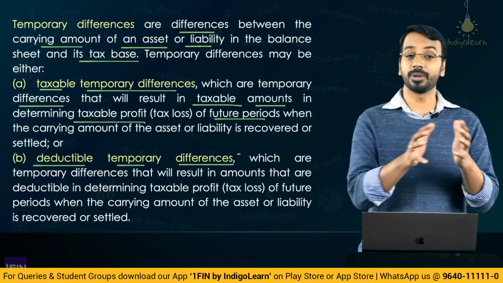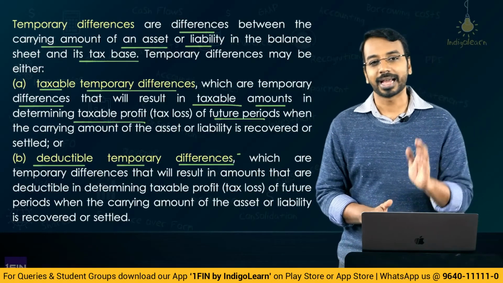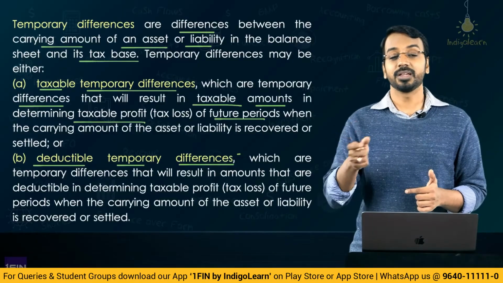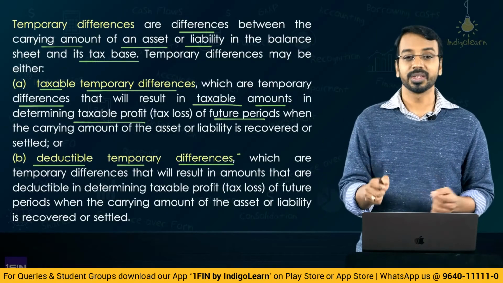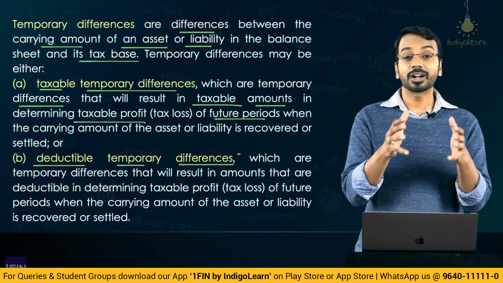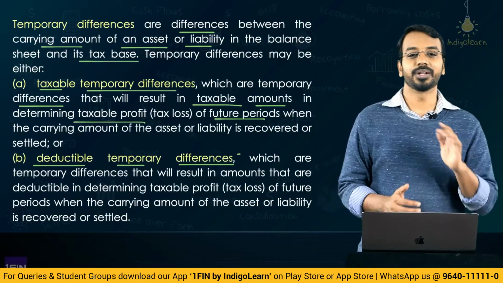This will become a taxable amount. The difference will actually be taxed in the future. So, it is a taxable temporary difference. If it was the reverse case, if the carrying amount in the books was zero and the tax base was 40,000, in the future you will get 40,000 of depreciation deduction. So, it is a deductible temporary difference.